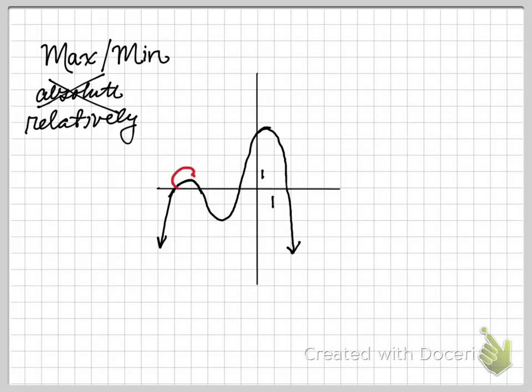So relatively speaking, I've got a maximum here. Relatively speaking, I've got a minimum here. Relatively speaking, I've got a maximum here. Now, if I said where is the minimum, and I was saying the absolute minimum, I wouldn't be able to answer that, right? Because if you look down to the left here, this just keeps going down and down and down. So there is no minimum. It's decreasing infinitely. But we're talking relatively speaking. So now, relatively speaking, I can answer that question.